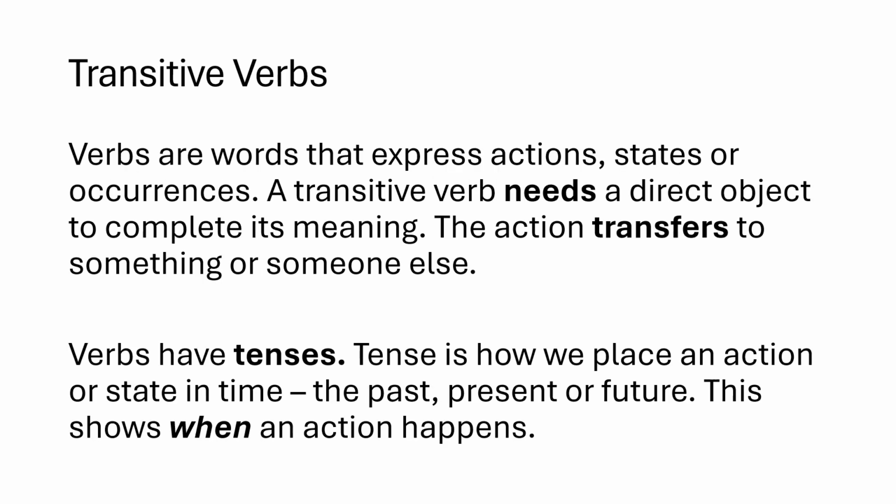Verbs are words that express actions, states, or occurrences. A transitive verb needs a direct object to complete its meaning. The action transfers to something or someone else. Verbs have tenses. Tense is how we place an action or state in time, the past, present, or future. This shows when an action happens.